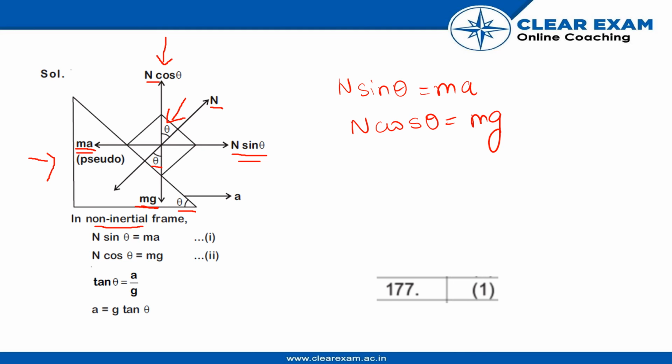Dividing them, we get tan theta equal to a upon g, giving us acceleration as g tan theta and giving us the answer as option 1.